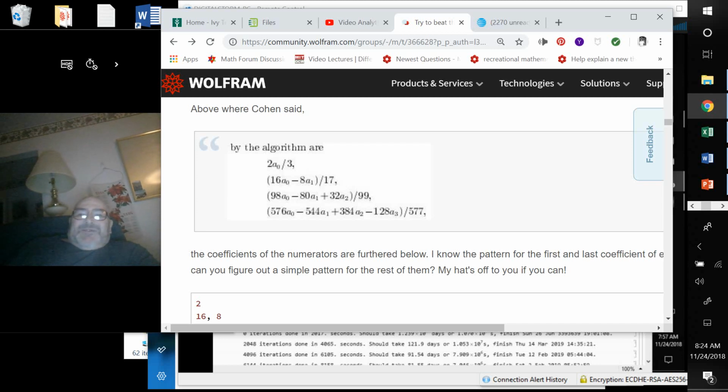This algorithm uses what he called a negative d over s, and these d's, the numerators, followed a certain pattern. He mentioned that the first coefficient was 2, the next one had two coefficients, 16 and negative 8. The next one had three coefficients, 98, negative 80, 32, and so forth. And then they were over the s, a different integer. And these were near integers, if I remember right, in the numerators.